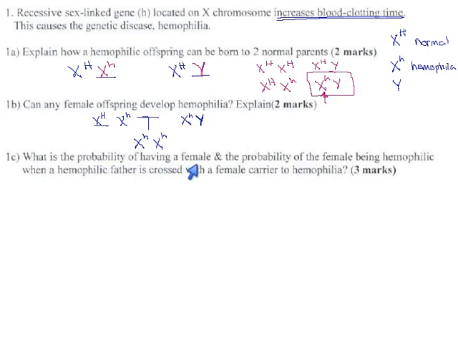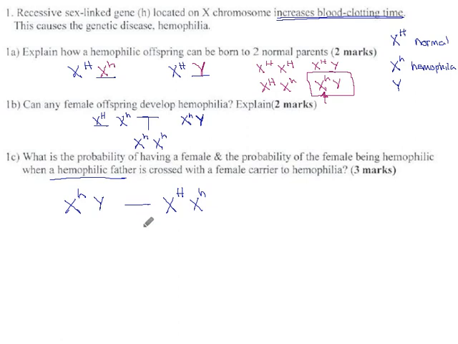What is the probability of having a female and the probability of the female being hemophilic when a hemophilic father? Oh, okay, well, I kind of blew the surprise on this one because they're talking about this exact combination, but now they want probabilities, so I guess we can run through it again. They're saying a hemophilic father. Whoops, sorry, that's supposed to be an X. Okay, hemophilic father, X little h, we'll give him Y so that he's a guy, crossed with a female carrier. Carriers are heterozygous like that.